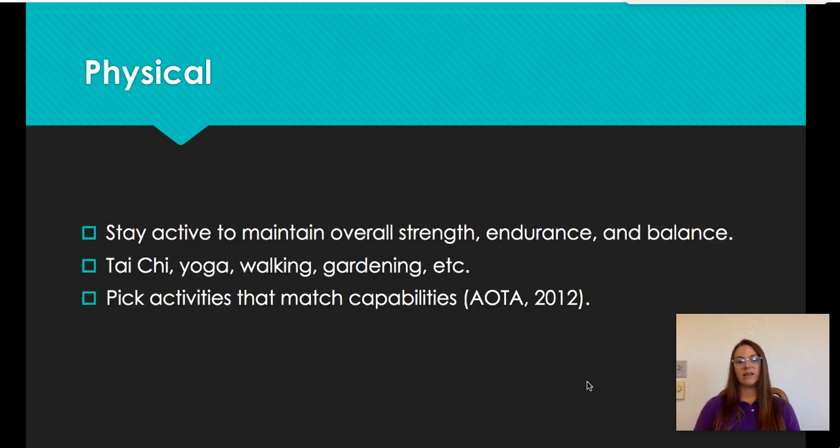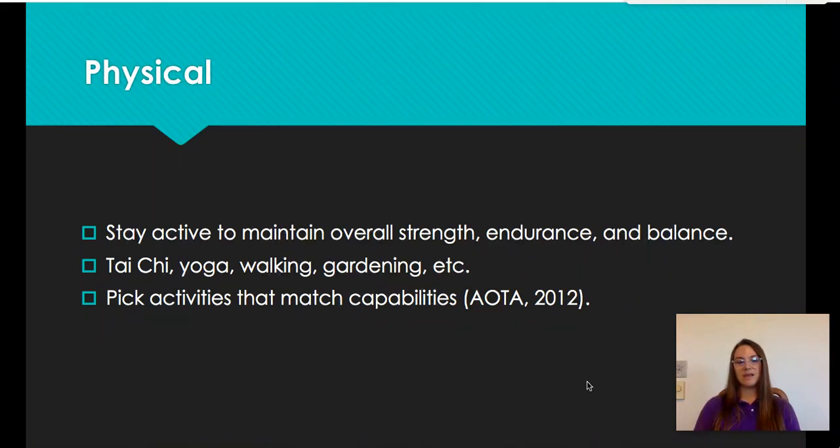Physically, we can do things to help fall prevention. So by staying active, you're going to help maintain your overall strength, endurance, and balance. And these are all things that are important to continue to be mobile. So to continue to be walking around safely, we need strength to hold our body up. We need endurance to keep walking, and we need balance, especially when we're going over the different surfaces.